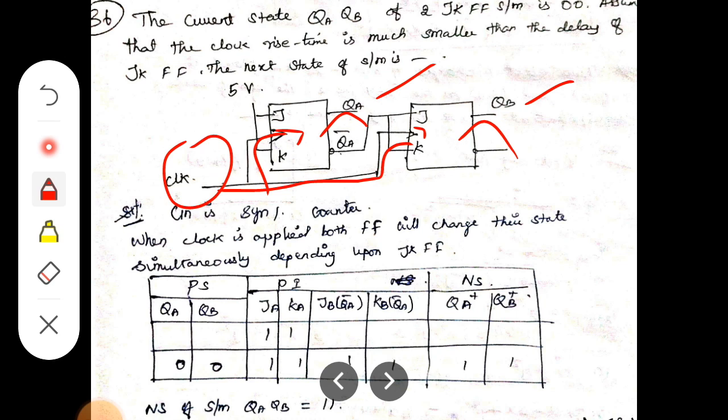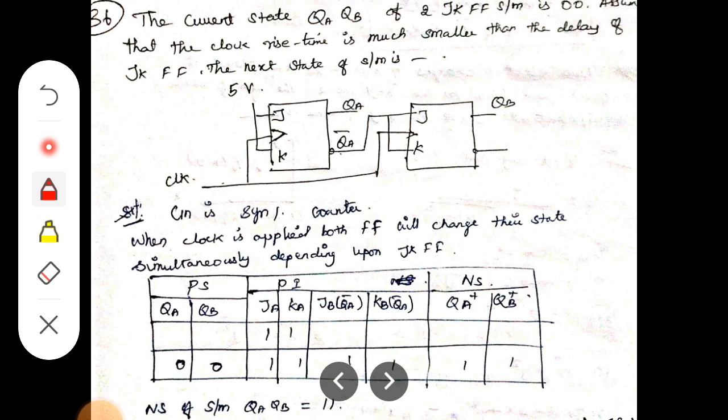So this is asynchronous, but here is provided the synchronous counter. For this consideration, we want to calculate the next state of the given system. When the clock is applied to the flip-flops, they change their state simultaneously, depending upon the JK flip-flop output. So here, when the clock is applied, both are operated simultaneously.